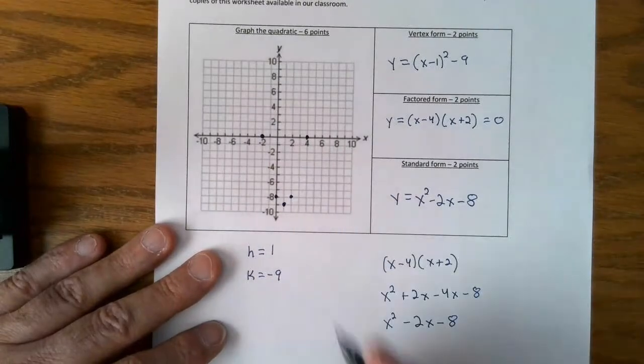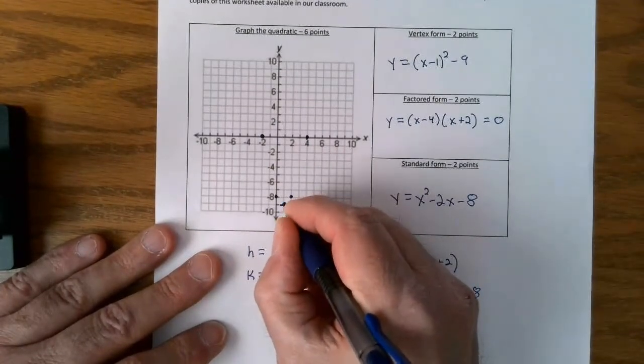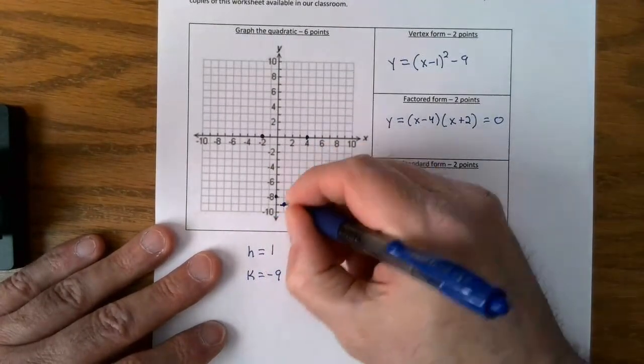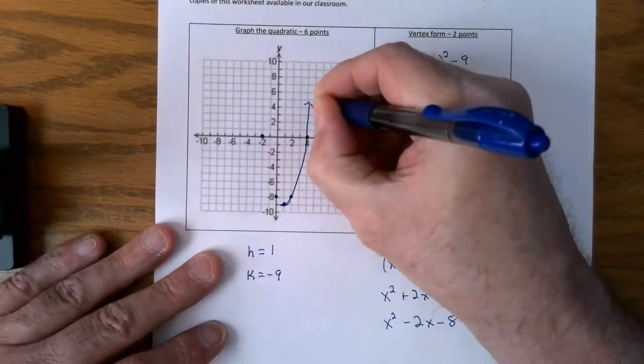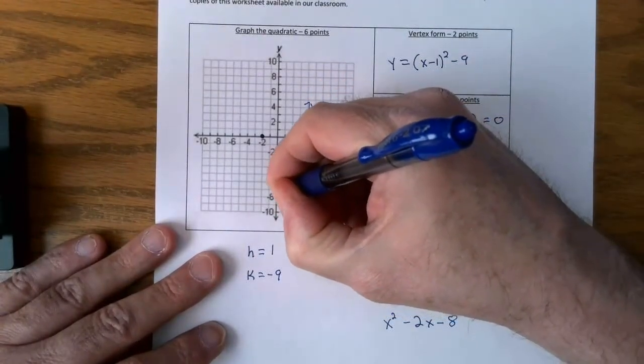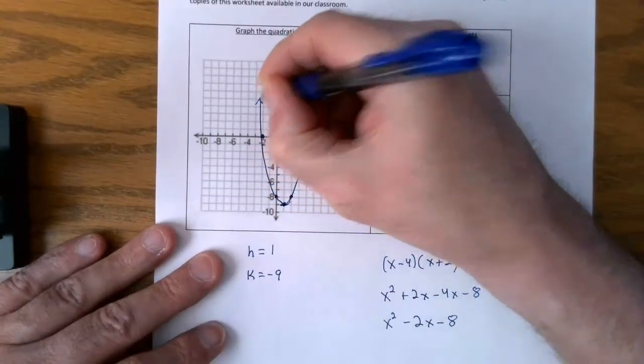Now that we have that, let's just draw the quadratic. It's flat on the bottom. Just go through these points. Go through this point right here. Up, up, up, up, up, up, up, like that. And go through this one right here. Up, up, up, up, up, like that.